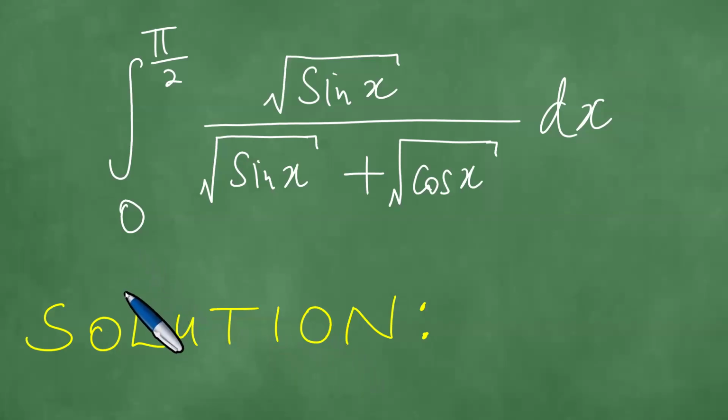Right, we have this particular integral to evaluate: the integral from 0 to pi over 2 of the square root of sine x divided by the square root of sine x plus the square root of cosine x, with respect to x, dx. We present a solution to this particular problem in a step-by-step fashion as follows.